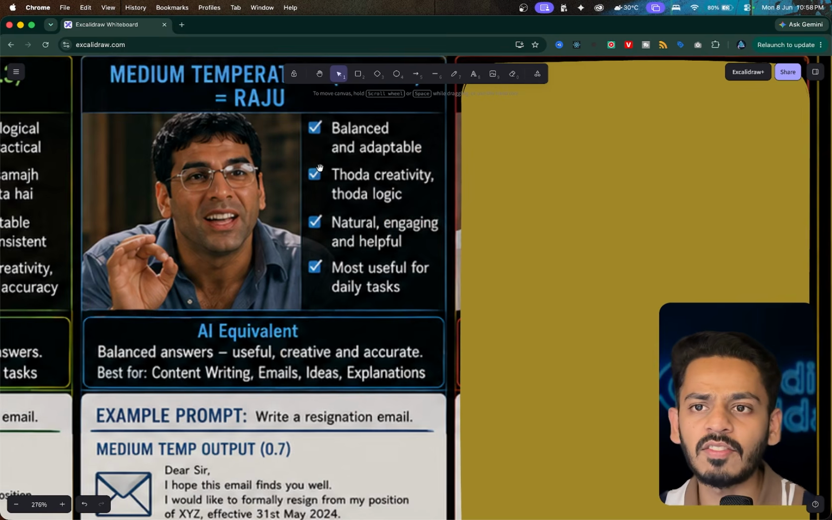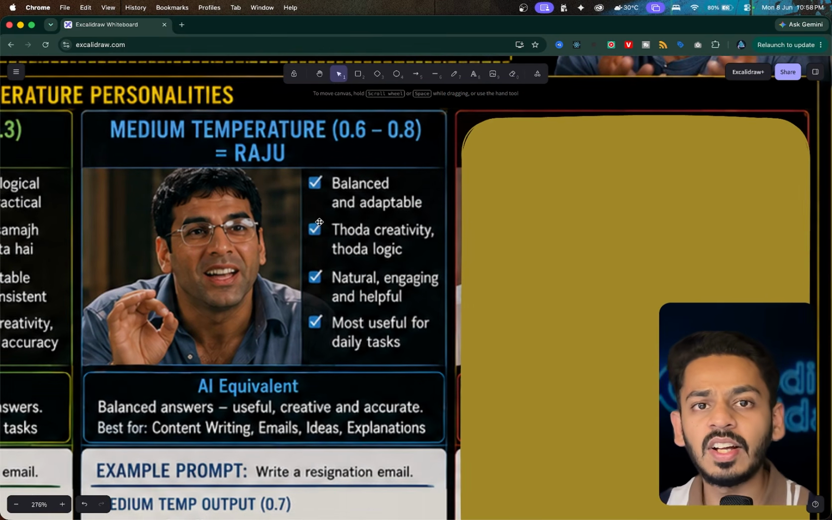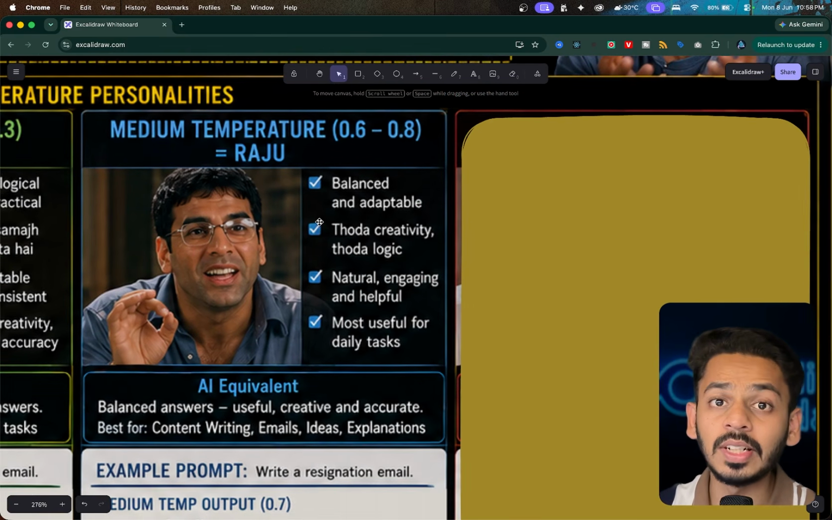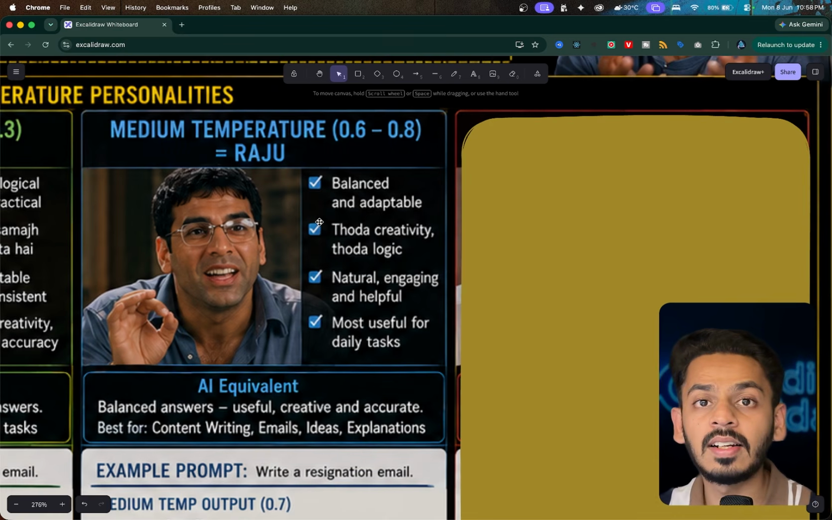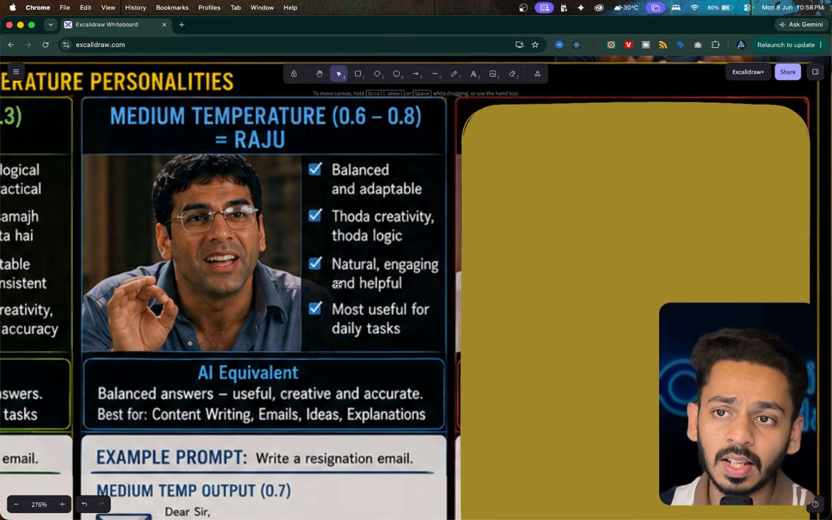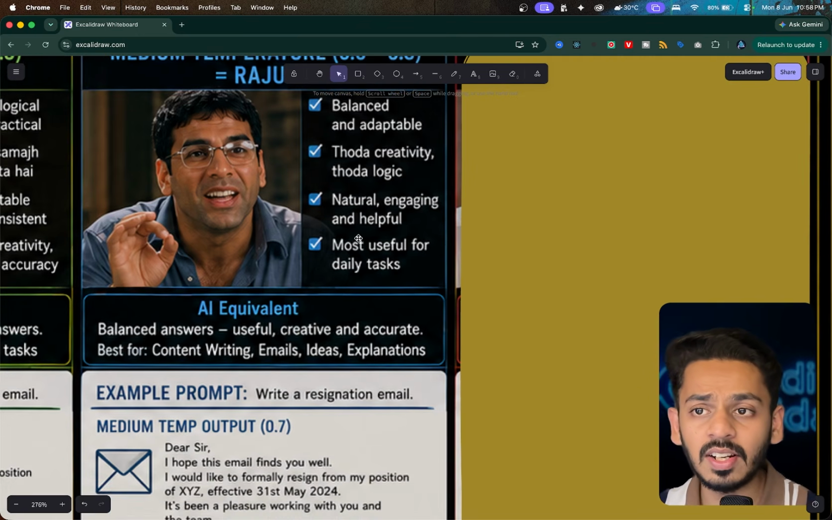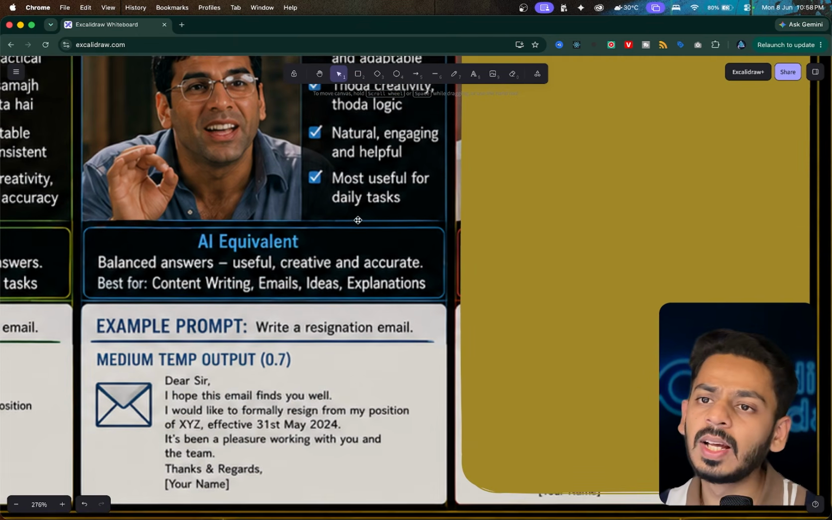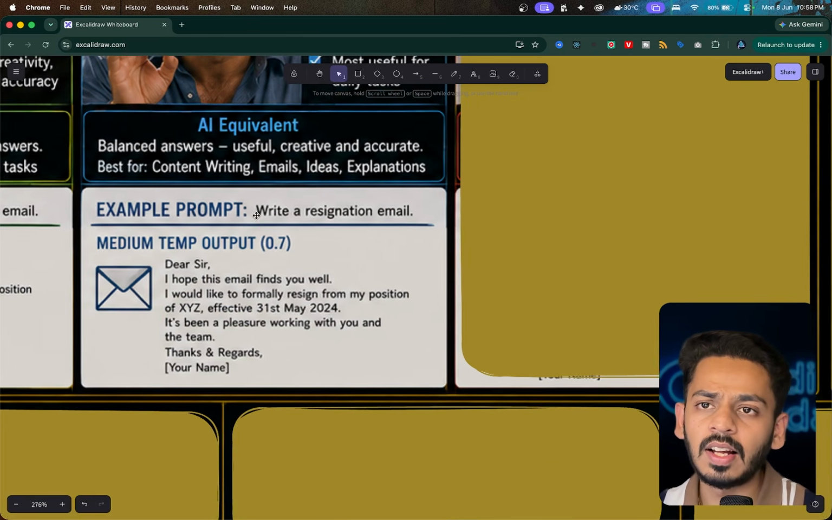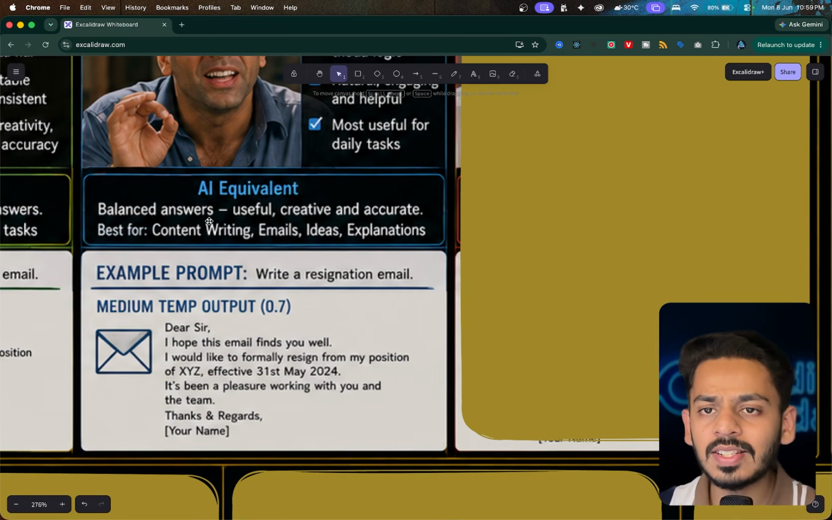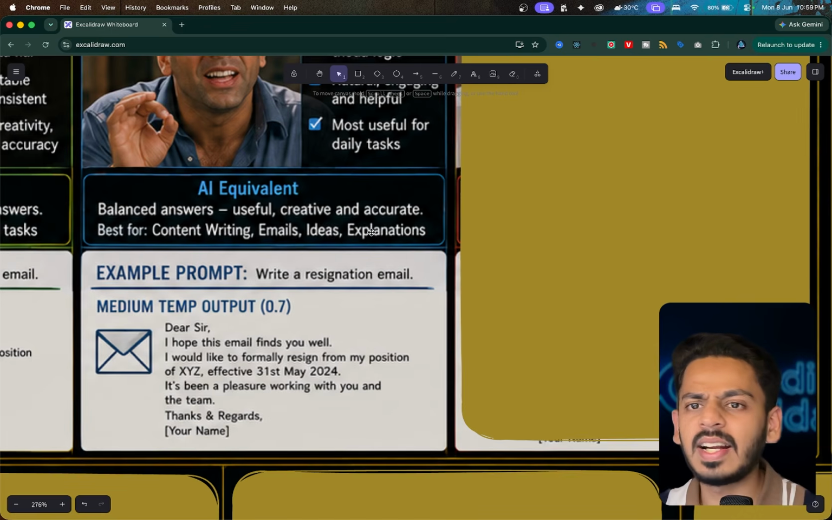Next we have medium temperature wala Raju, where the temperature increases to the range of 0.6 to 0.8. Here Raju is a balanced and adaptable guy. He adapts to everything. He has a bit of creativity and a bit of logic. He's natural, engaging, and helpful to others, and most useful for daily tasks. In the AI equivalent, we get balanced answers, useful, creative, and accurate, best for content writing, email ideas, and explanations.